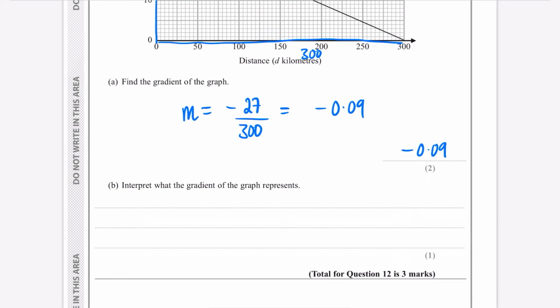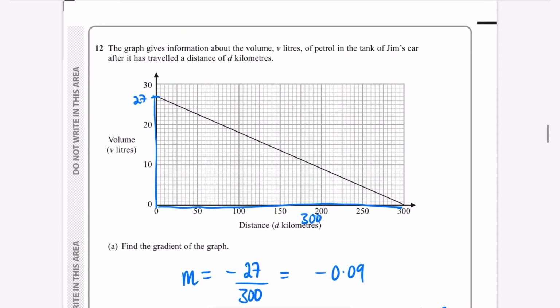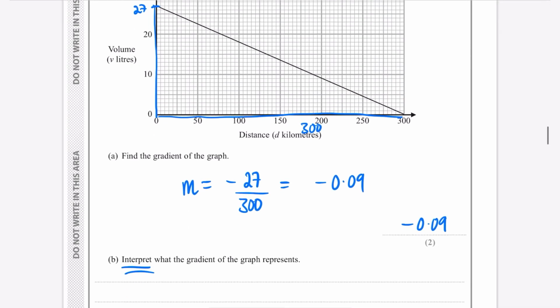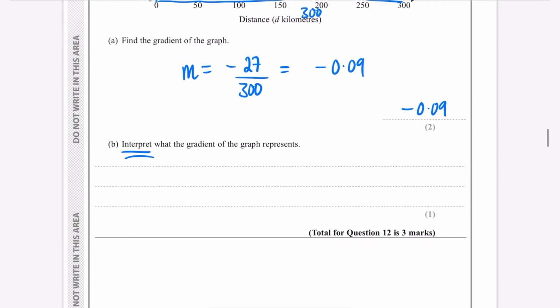Okay, so it says interpret what the gradient of the graph represents. So now we need to go back to what the question was even talking about. It's saying about the amount of volume of petrol in the tank and how far he drives. So the gradient in this case is actually going to say for every single kilometre that we're going across here, how much the petrol is decreasing in its volume. So the minus 0.09 that we're going to get here is going to be the amount of petrol used per kilometre. So the gradient of this graph represents the amount of petrol used per kilometre.